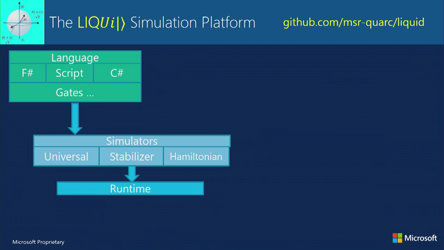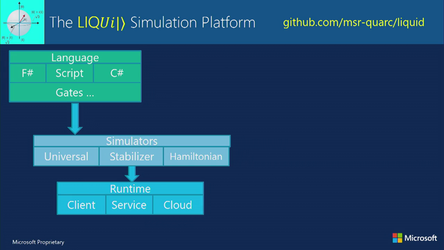All of these simulators run on one of three runtimes. There's a client runtime. This runs on your desktop or your laptop. There's the service runtime, which actually will run across an Ethernet to any number of Windows machines as a service. So you can tie together all the machines in your office or your lab and use them for simulations. And there's the cloud version that runs on HPC and Windows Azure.